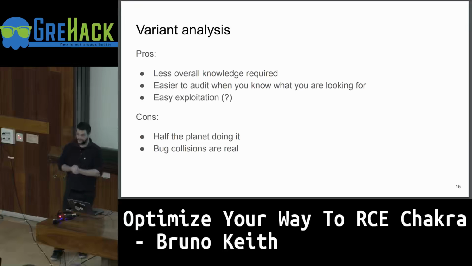Two main drawbacks to that. Half the planet is doing exactly that as we speak. And bug collisions are a real thing. So just to give a bit of context, when we prepared Pontoon with Niklas, we started in January for the contest that was in March. We had 3 remote code execution bugs. All of them ended up being dead before the contest because we were finding variants basically.